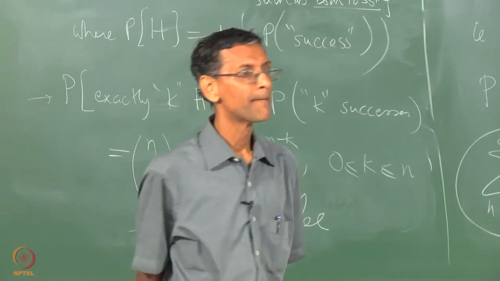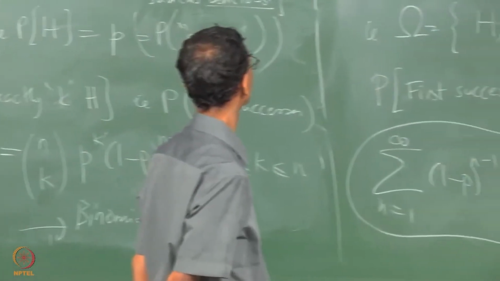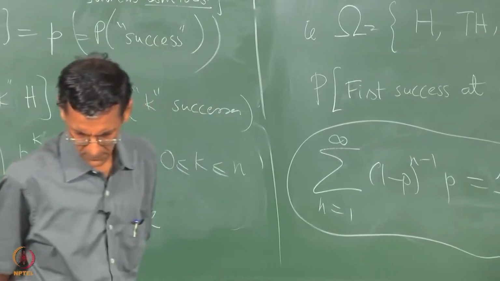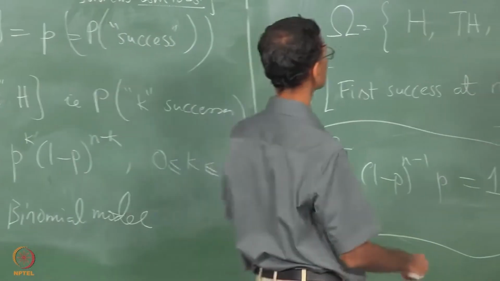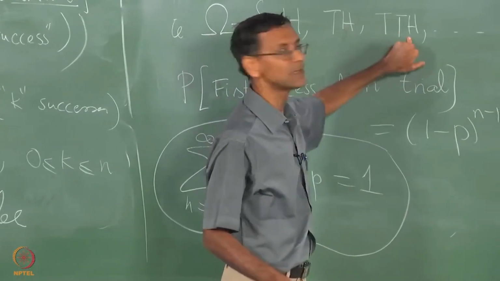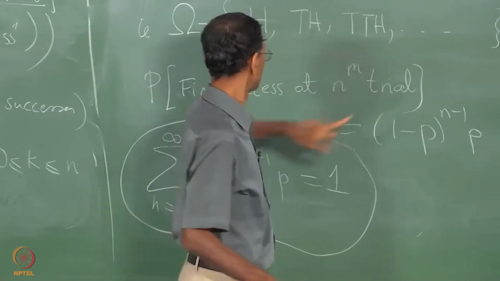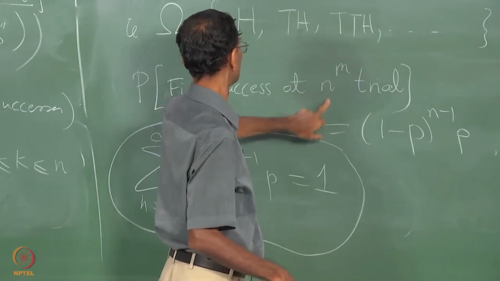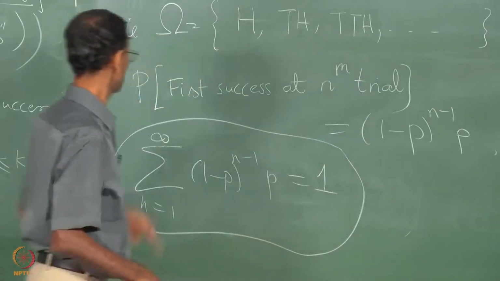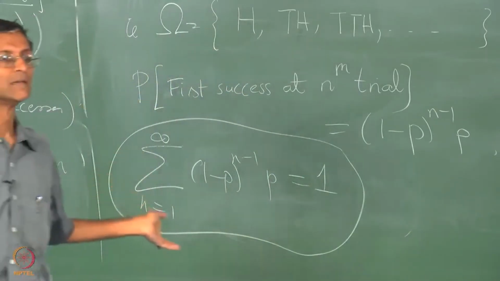So, is it the first success at the nth trial or the nth trial? It is the first success at the nth trial. Could be first trial itself, second trial, third trial, like that. Yeah, what is the m over N. m? Okay. I do not think I wrote an m, did I?